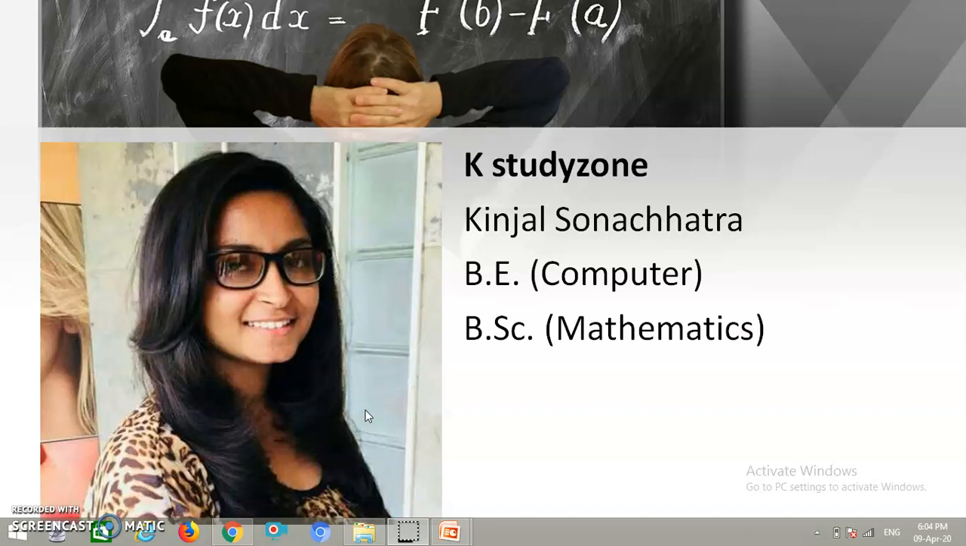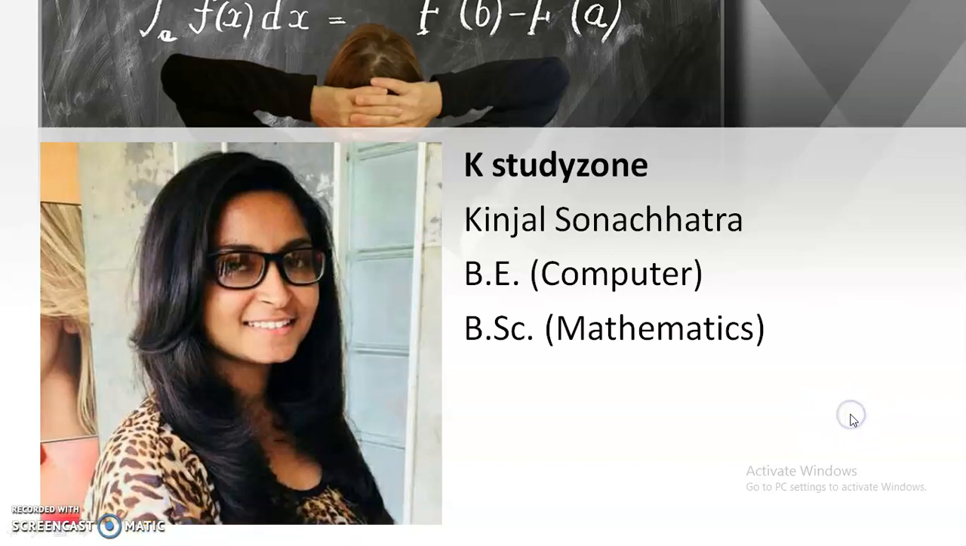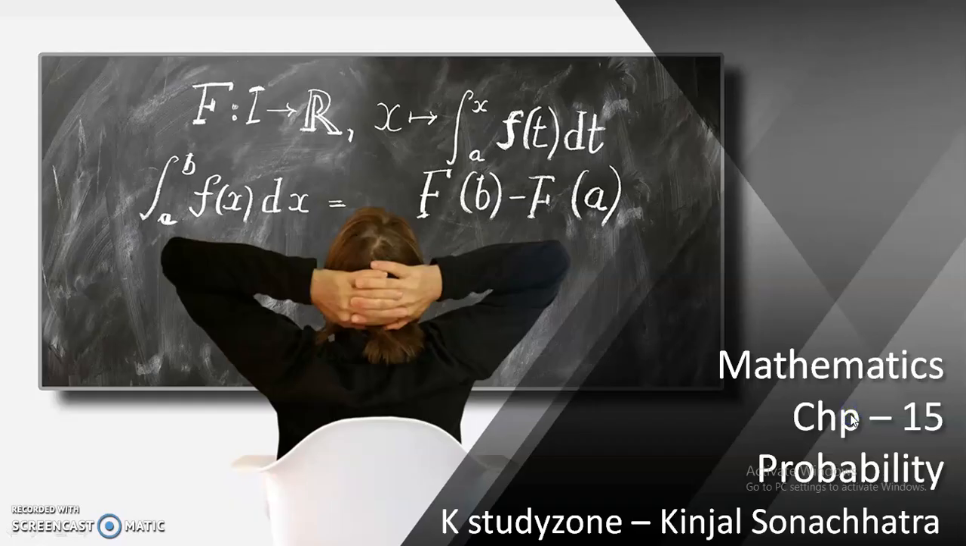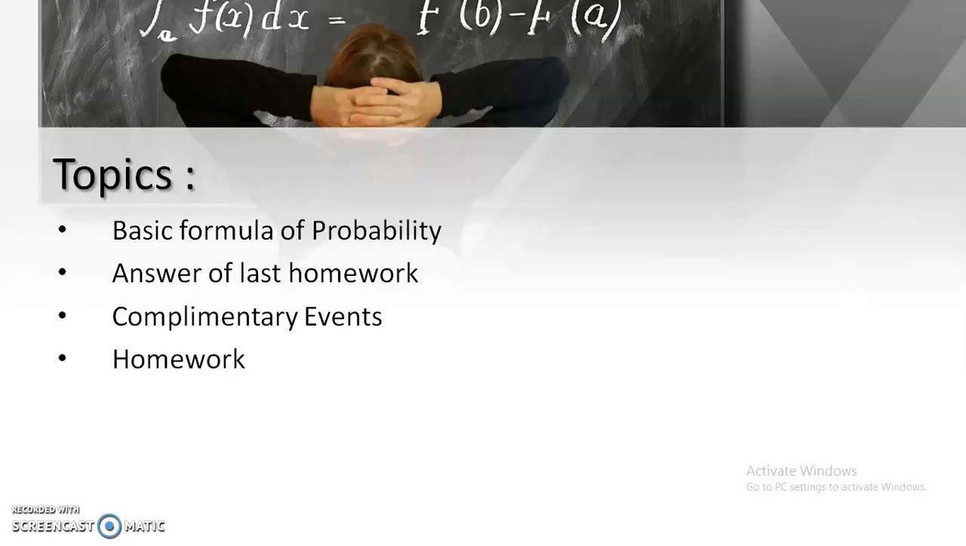This is the 6th tutorial of probability, chapter 15 of standard 10th. We have discussed elementary events in the 4th session, and today we are going to discuss complementary events. So don't waste time and go to the topics. The topics are the basic formula of probability and the answers of the last homework.